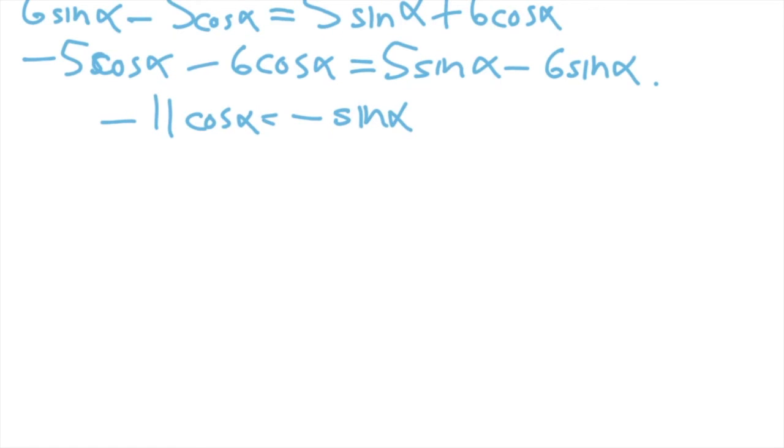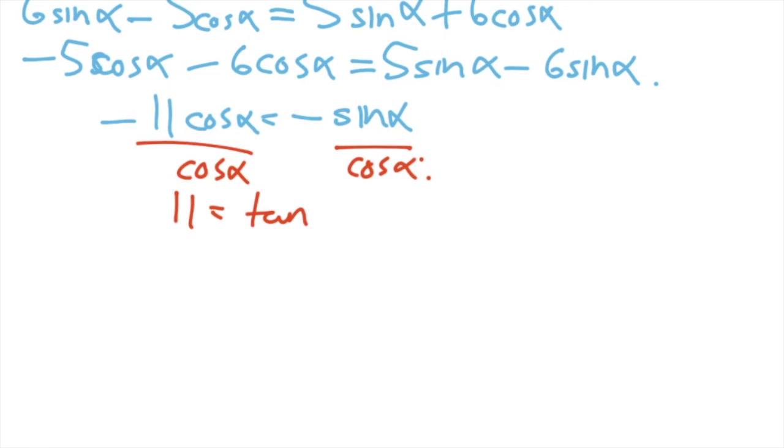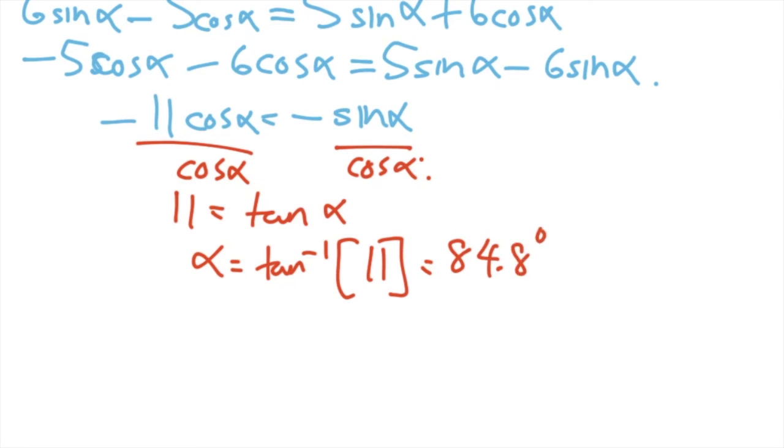Take the negative over and then divide by cos. So you get 11 equals tangent alpha. So alpha should be tangent inverse of 11, which is 84.8 degrees to 1 decimal place.